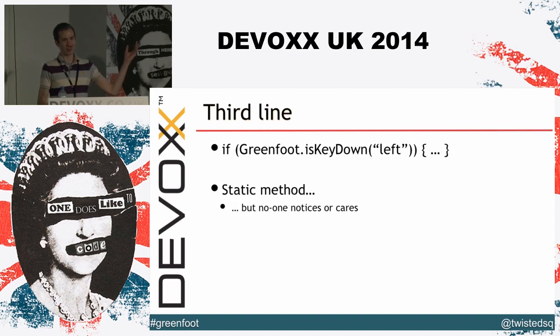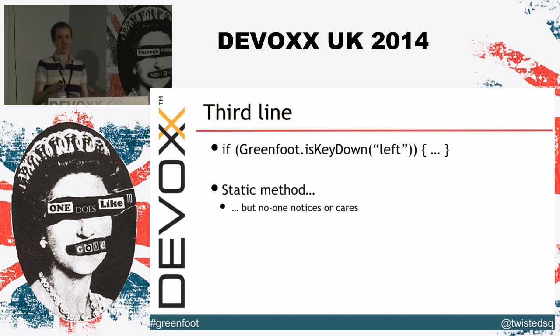So that Greenfoot.is key down, we would recognize that that is a static method of the Greenfoot class. None of them ever noticed that. Nobody in all the workshops I've done has ever said, why is it called Greenfoot and why has it got a dot in the middle and what's that mean? They just accept, okay, Greenfoot.is key down is the method name, and they just type it, and that's fine. And that's a small lie, because it's not really one method name, it's a static method of a class, but that's fine.